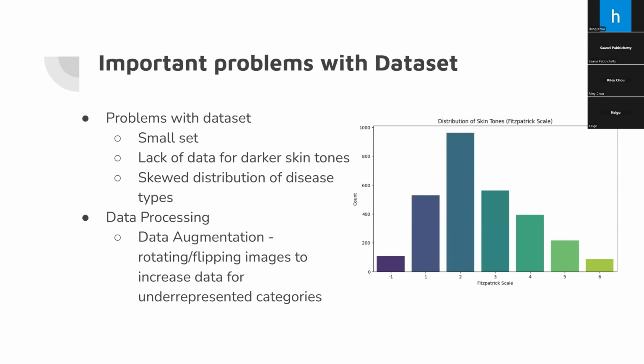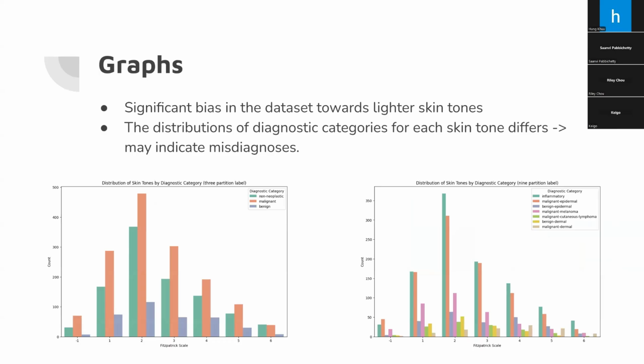Some of the problems with this data set, however, were that the set was clearly pretty small, and it also lacked data for darker skin tones, and also had a skewed distribution of disease types. To fix this, we used data processing by augmenting the data, which was done by rotating or flipping images, to increase data for underrepresented categories, and we also used data resampling. So these graphs here further show the uneven distribution of diagnostic categories for different skin tones with a clear bias towards lighter skin tones. And this is why the data pre-processing was a very important part of our project.